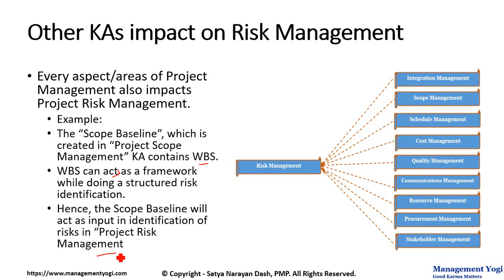So there is a process called identify risk. In that process, the scope baseline will act as an input. But the emphasized element of the scope baseline will be the work breakdown structure, which is created in the scope management knowledge area. In other words, the scope management aspect of project management is impacting risk management. So you can say the diagrammatic representation will be like this. Scope management is impacting risk management. Similarly, other knowledge areas such as integration, schedule management, cost management, quality management, till stakeholder management, all these knowledge areas are impacting risk management. The arrow mark is this side now. And this is what we are going to learn in part 1 and part 2 of this particular lesson.